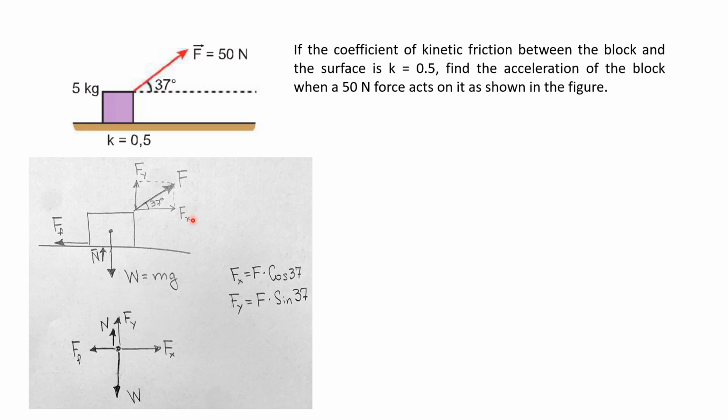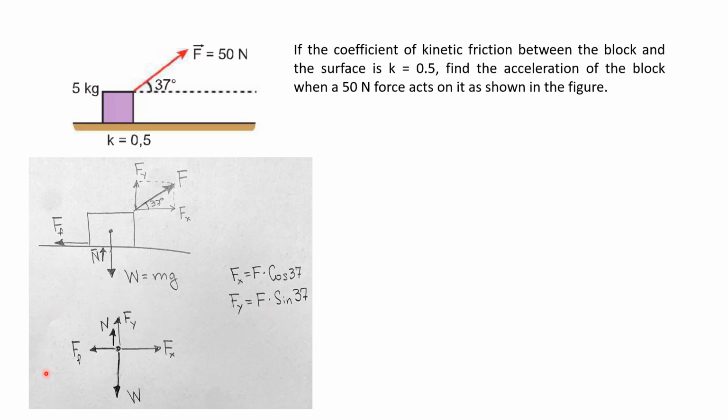What are the other forces acting on the block if it's moving? Well, first of all, the block has a weight, so the weight will be acting down into the surface. Opposing this is a normal force exerted by the surface on the block, and you have a friction force which opposes the direction of the motion, and the block is moving in this direction. So what is Fx? Fx is just F times cosine 37 degrees, and Fy is F times sine of 37 degrees.